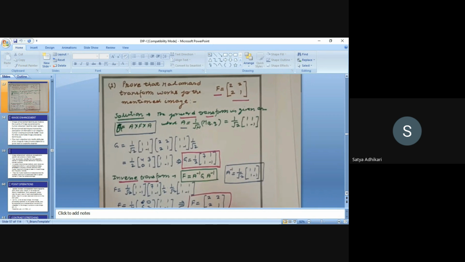So this is the forward transformation. After forward transformation, we get a new value g. So you see, F and G are different. F is the original gray level values, 2, 2, 2, 1, and the new values we get are 7 by 2, 1 by 2, 1 by 2, and minus 1 by 2.